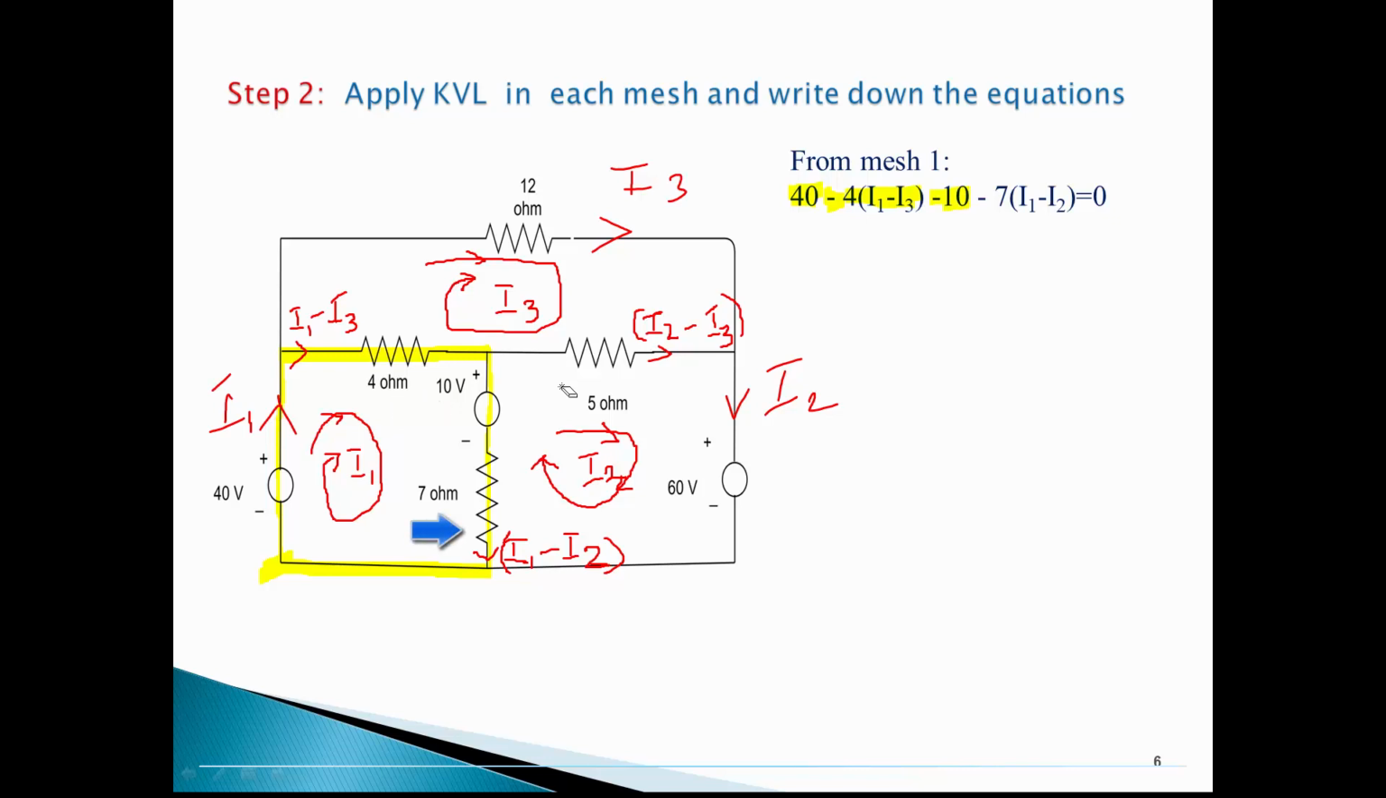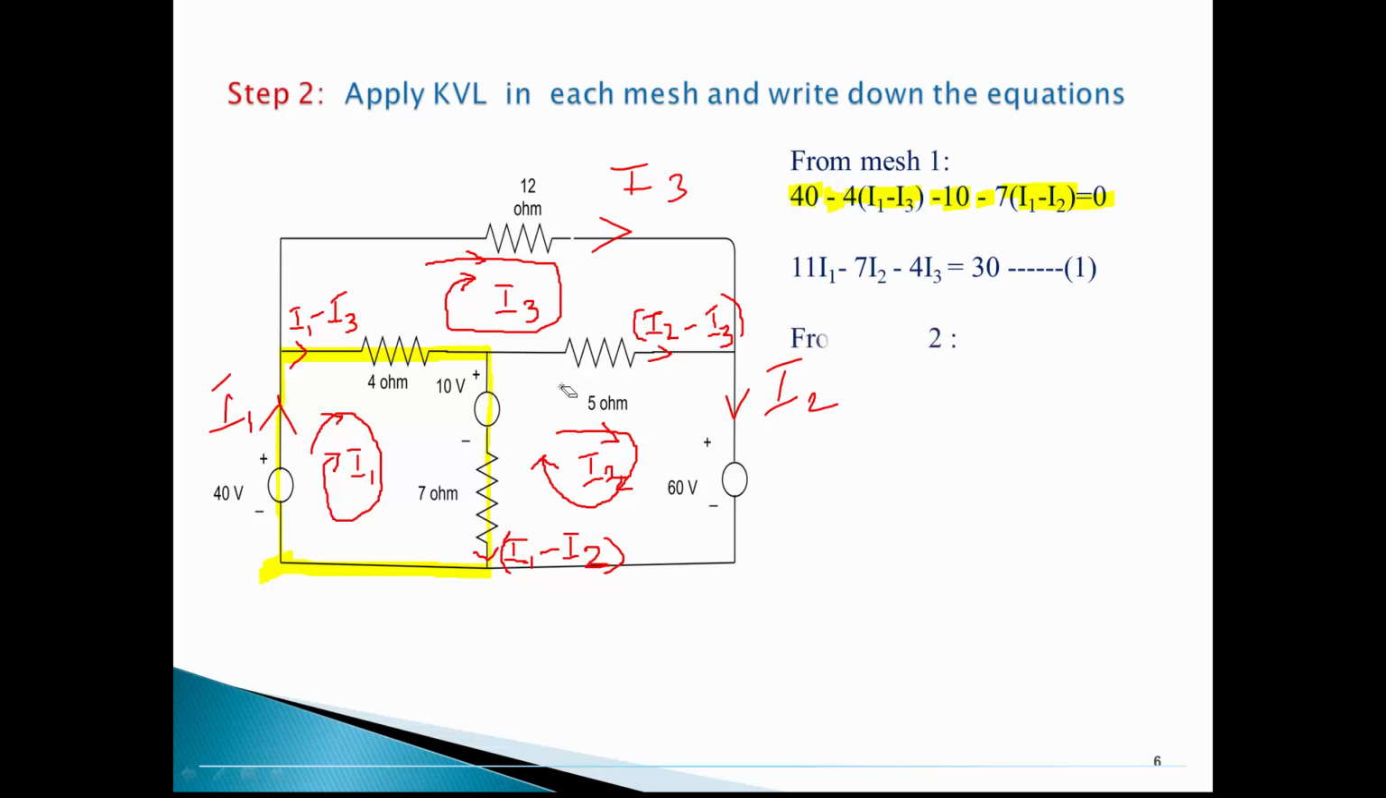And further, this loop current I1 and the branch current of the 7 ohm, both are in the same direction, drop is I into R. I1 minus I2 is the branch current, the resistor is 7, so 7 times I1 minus I2. No further element is here, so equate the same to 0. This way the mesh 1 equation is obtained. By rearranging the equation, you may get 11 I1 minus 7 I2 minus 4 I3 is equal to 30.